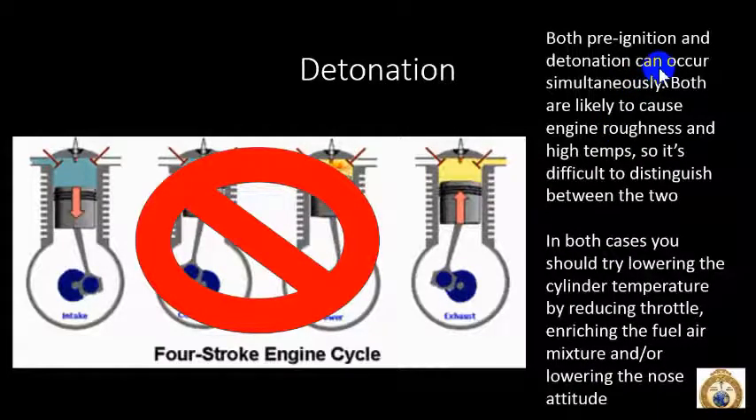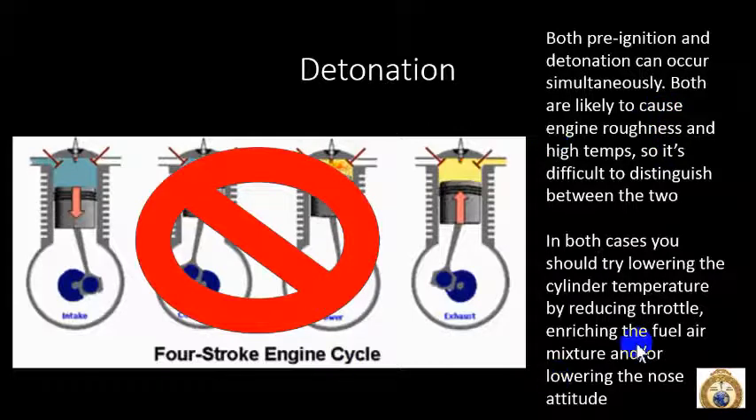Now, pre-ignition and detonation can occur simultaneously. So you don't know what's happening. You're still going to get the engine roughness and high temperatures. So it's kind of difficult to distinguish between the two. But high temperatures and engine roughness is not anything you want to be flying. And you would land as soon as practical. All right. It's not necessarily an emergency situation, but you really need to get it tended to. And I'd say the lower flight time that you have, the more it is an emergency.